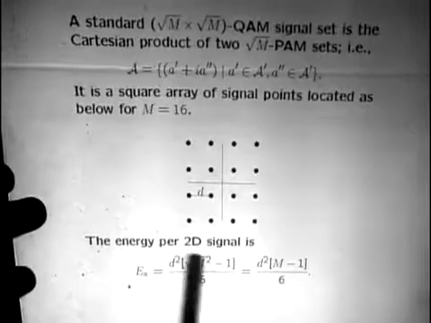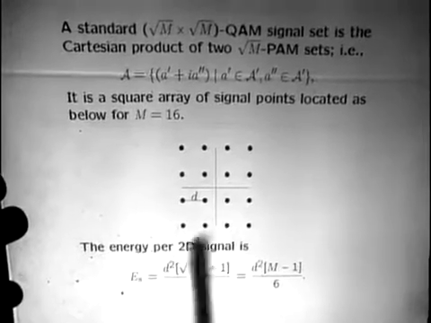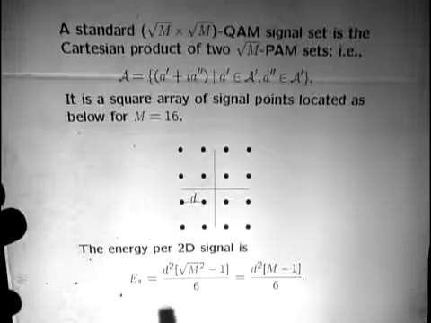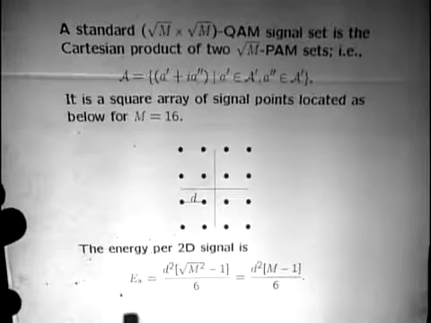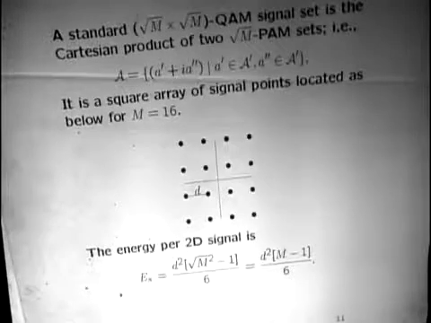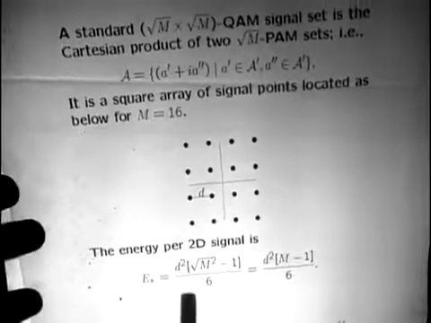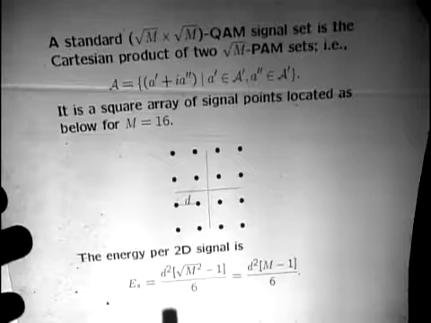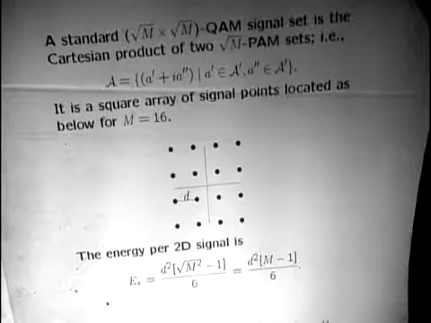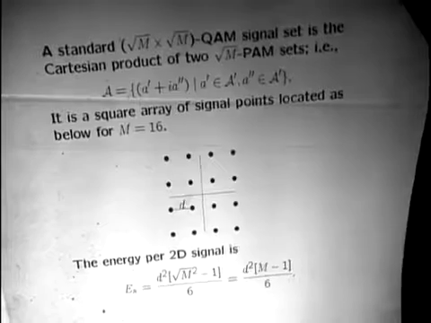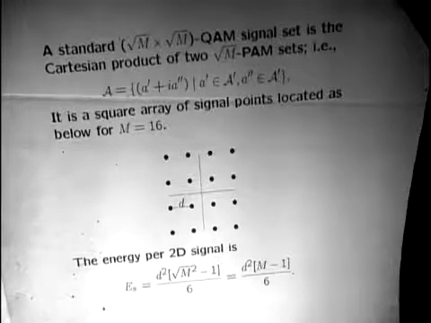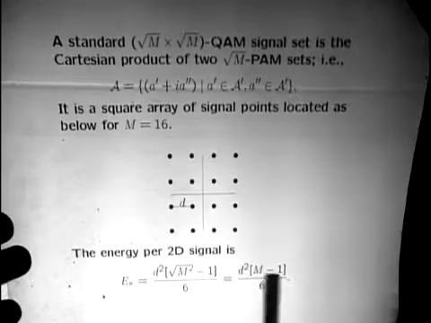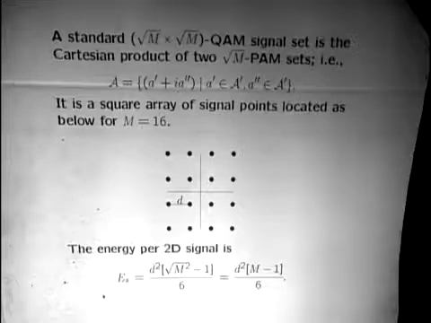We can find the energy per 2D signal by looking at it as two PAM systems running in parallel to each other. For the PAM system, the energy in one of these dimensions is d squared times the square root of m squared minus 1, divided by 12. But now we want to look at the energy which we have in both the real part and the imaginary part, so we need this extra factor. We need to add together two of these things, so we wind up with d squared times m minus 1 divided by 6. Big deal.